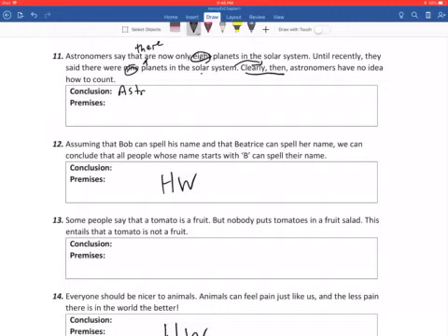Okay, so the conclusion is astronomers have no idea how to count. Okay, so the first premise is they now say there are only 8 planets. Second premise, until recently they said there were 9 planets.